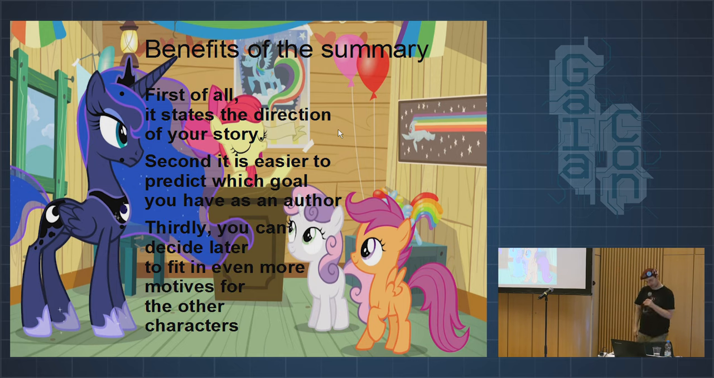And thirdly, you can decide later to fit in even more motivation for the other or for the same character. You can make the summary longer. Apple Bloom is going to war and she has to miss out on Granny's funeral. These are two sentences. You can draw out the whole story in more and more sentences if you want to encompass more drama or more suitable characters, then you can always draw out this summary.